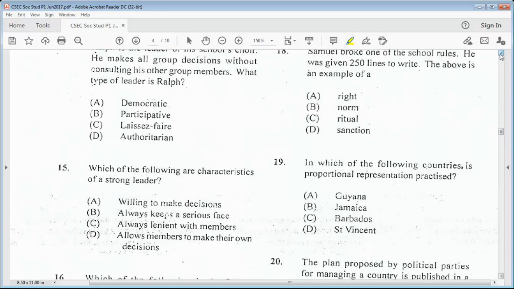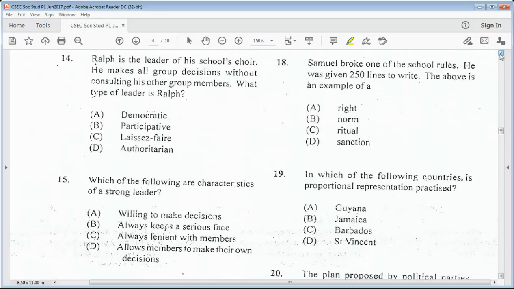Here it says, Ralph is the leader of his school's choir. He makes all group decisions without consulting his other group members. What type of leader is Ralph? A, democratic, B, participative, C, laissez-faire, or D, authoritarian. Here are some key terms. Leader makes all group decisions without consulting. So what type of leader?